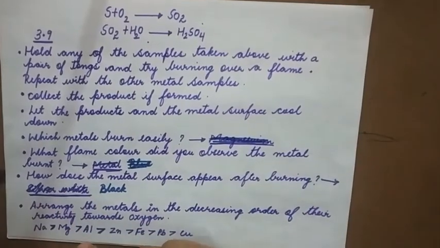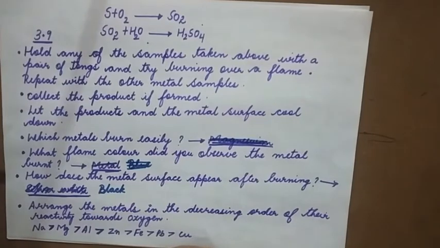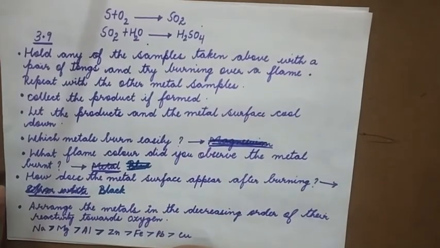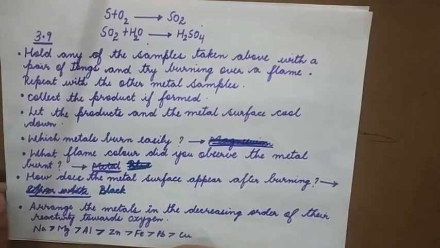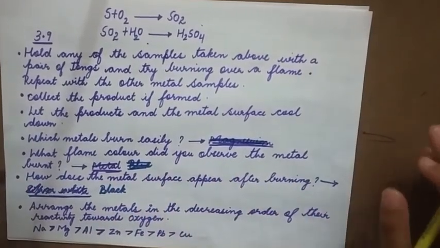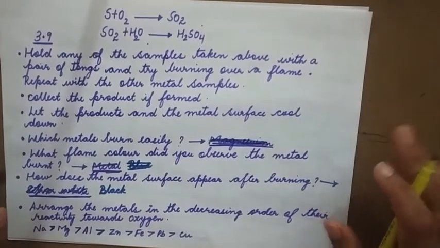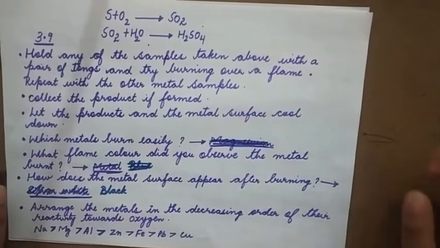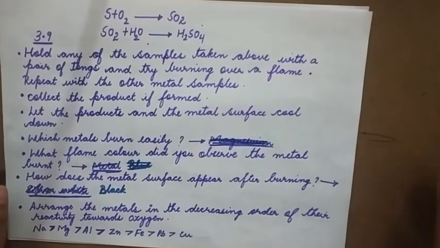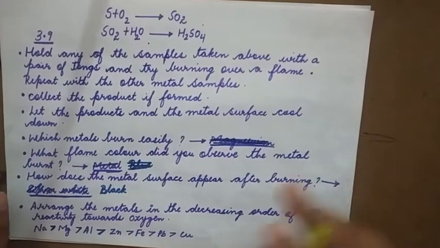So usually, if you look at the periodic table, we see that alkali metals and alkaline earth metals come under this category. What flame color did you observe when the metal burnt? See here, when the metals are burnt, they give varied colors. It might give orange color, it might give blue color, or it might give green color. It depends upon the metal that is burnt.